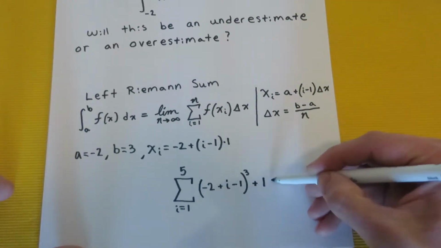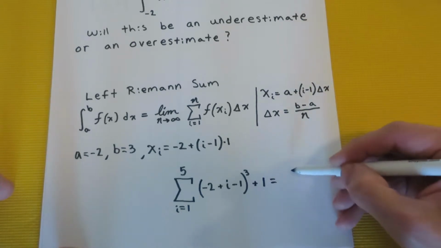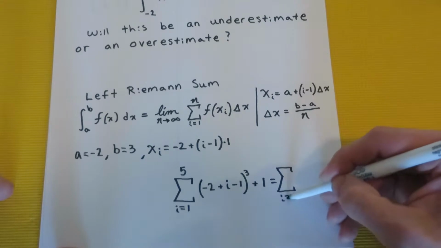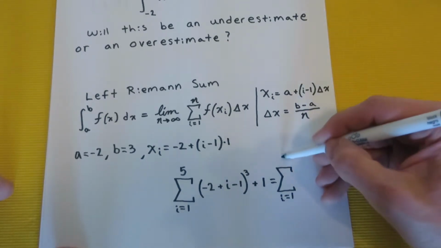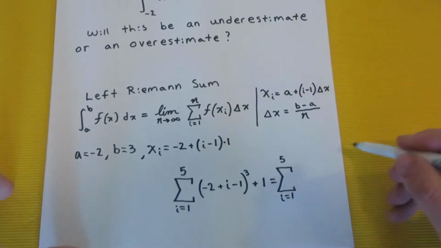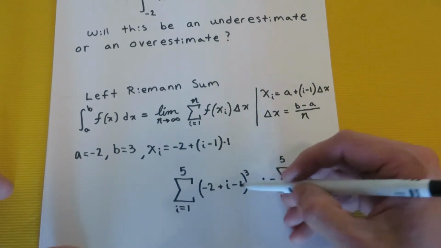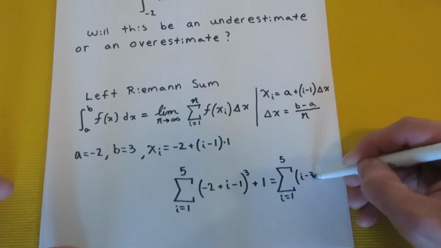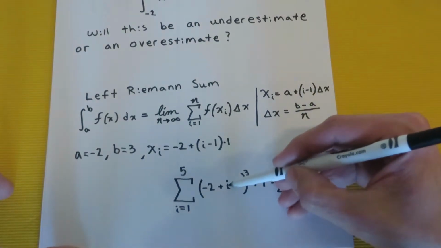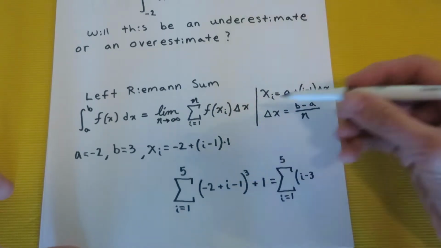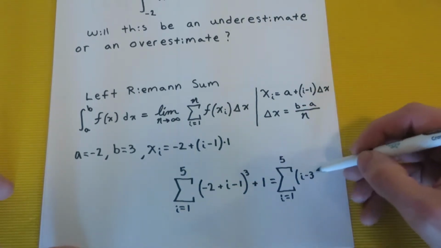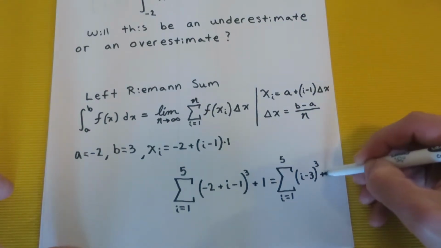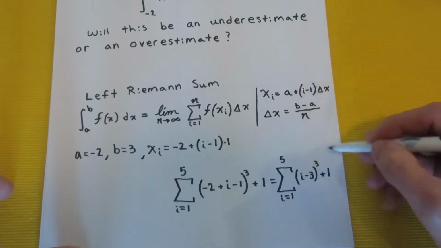This is going to equal the summation from i equals 1 to 5 of i minus 3 cubed. See, our i is positive, we have a minus 1 here, a minus 2, so we just combine those and get minus 3. All of that cubed plus 1, and the plus 1 is also going to be part of our summation.